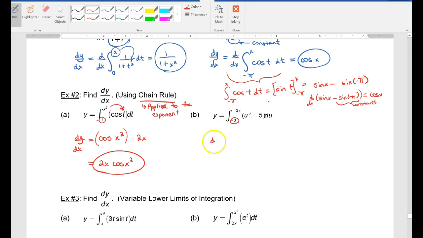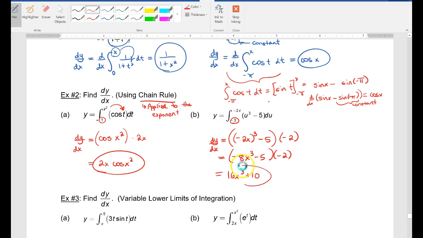So now let's take a look at the next one. So dy dx. So instead of u to the third, I'm going to plug in negative 2x to the third minus 5. And now I want to multiply the whole thing times the derivative of negative 2x, which is negative 2. So here I get negative 8x to the third minus 5 times negative 2, so I get 16x to the third plus 10.